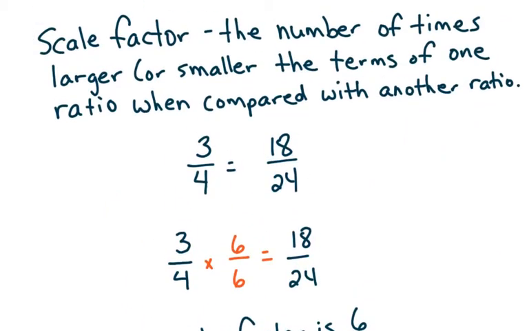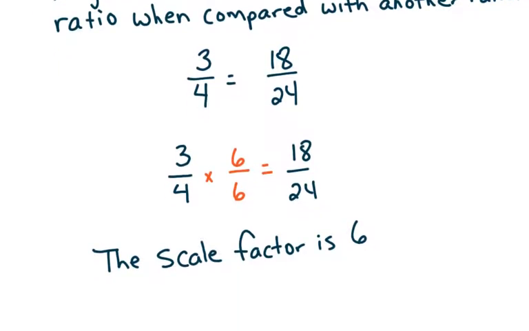All right, let's look at our next page. You need to know that we know what scale is. It's the ratio. A scale factor is the number of times larger or smaller the terms of one ratio are when compared to another ratio. So say I have 3/4, and I know that it equals 18 24ths. So what did I do to get there? I could have cross multiplied, or I could have just looked at equivalent fractions. If you multiply 3 times 6, you get 18, and 4 times 6, you get 24. So the scale factor is 6 because you can multiply both those numbers to make your new fraction. So our scale factor is 6.